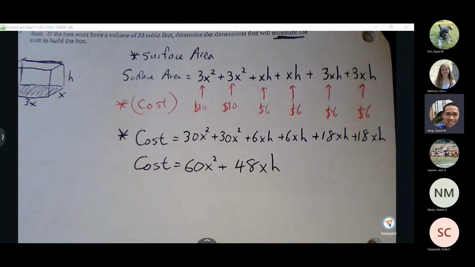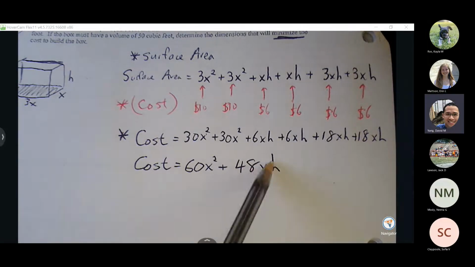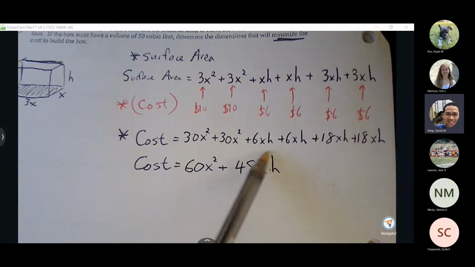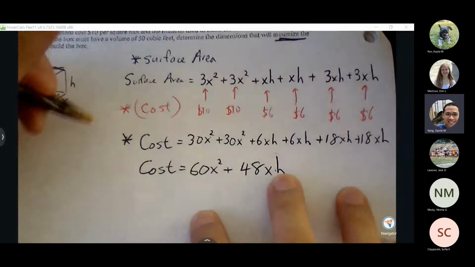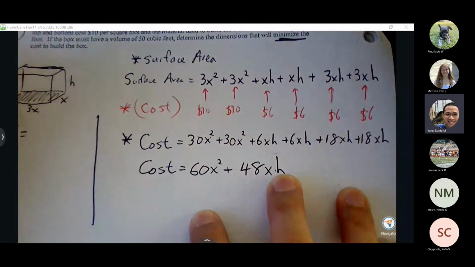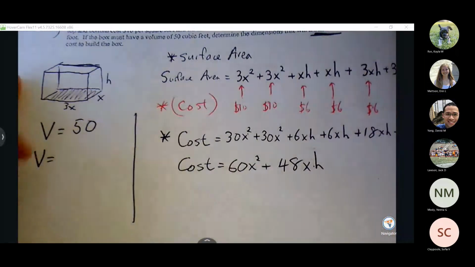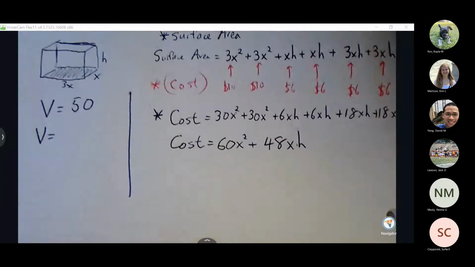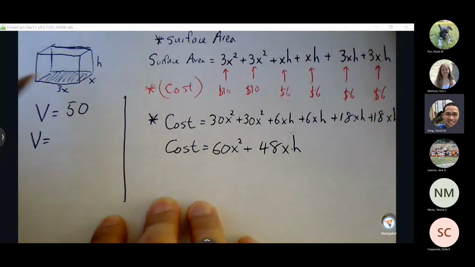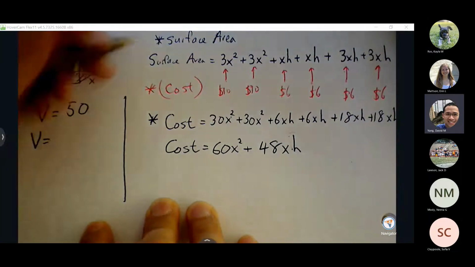Any questions there? All right, so we want to find the derivative for cost, but we know there's something sticking out that's preventing us from moving forward. We do need some help. We need a secondary equation to help us get rid of that variable. So that's going to come from the volume. Okay, so volume is 50 cubic feet. But we can also build the volume formula. Looking at our diagram here, length times width times height, that's our volume, so 3x squared h.